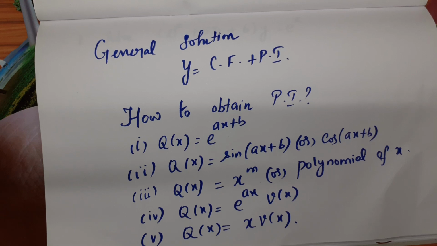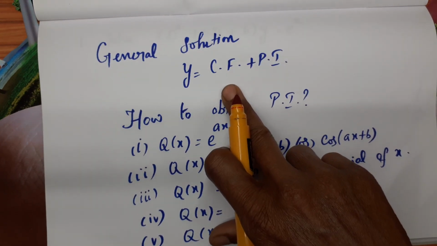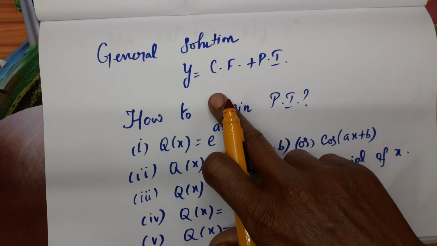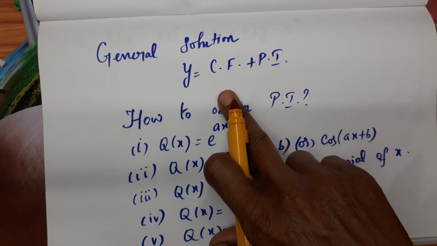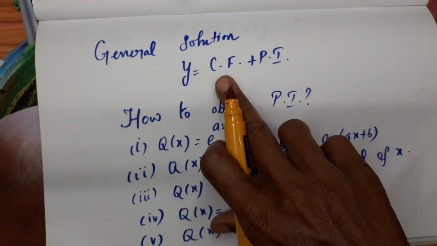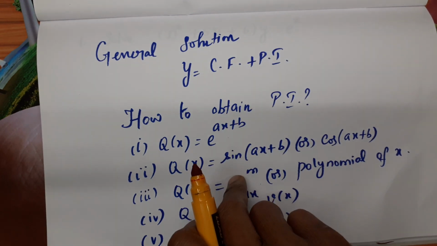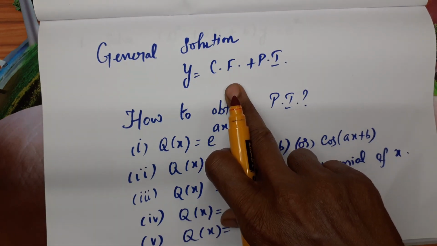Now come to the solution. The general solution of the given non-homogeneous linear differential equation is y equal to CF plus PI. CF is the complementary function, and PI is the particular integral. For finding the complementary function you can go through my previous video, where I explained all the things. The complementary function there is the final solution. Kindly go through that video. I'll repeat the same in this video also, but if you want clarity, go through that.